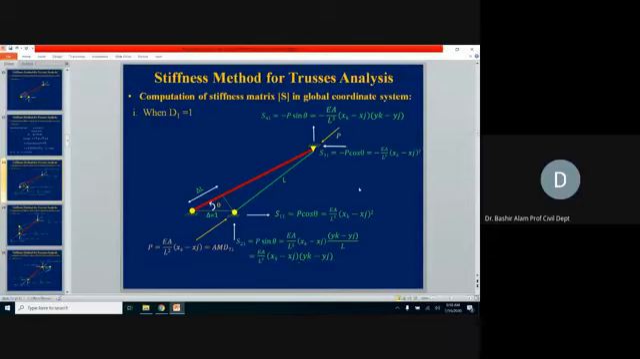Why here is it the product of the horizontal? Because here the action is in the horizontal direction and the displacement given is also in the horizontal direction. Both are in the horizontal direction. So this is why it is the product of horizontal coordinates. Only horizontal coordinates are involved.